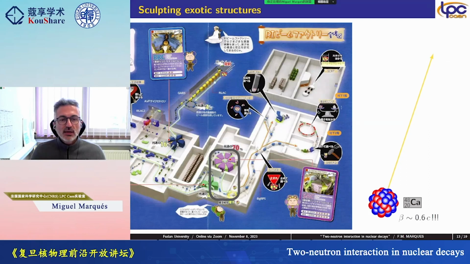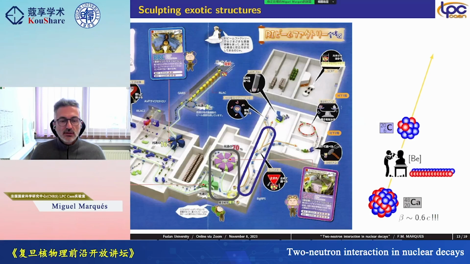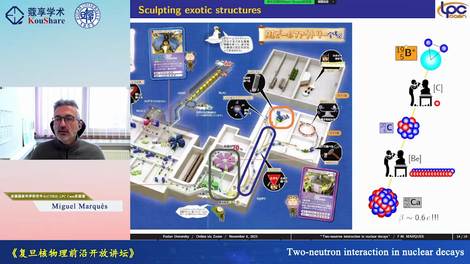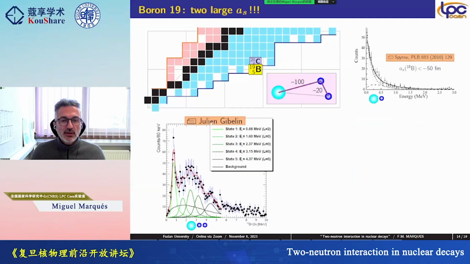So for boron-19, we do it at RIKEN, and we start with a calcium-48 primary beam. Then we break it in a beryllium target. So you see, in this example, we want to make a secondary beam of carbon-20. So these are all the protons and neutrons that you need to remove in this collision here. And then carbon-20 will reach our experimental room. If we are able to remove one proton, then we have boron-19. And then if it decays into boron-17 and 2 neutrons, we can reconstruct the system. And this is work from Julien Gibelin.